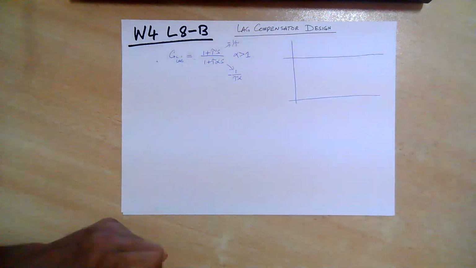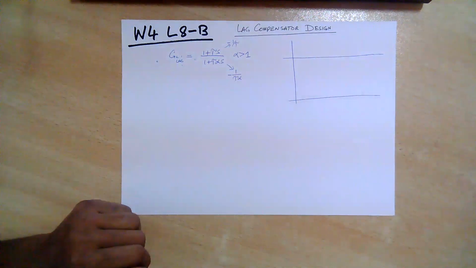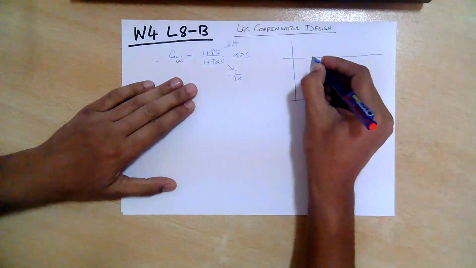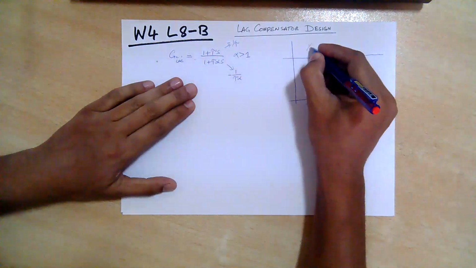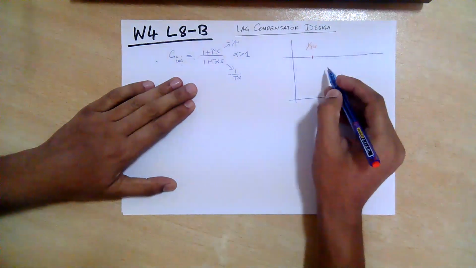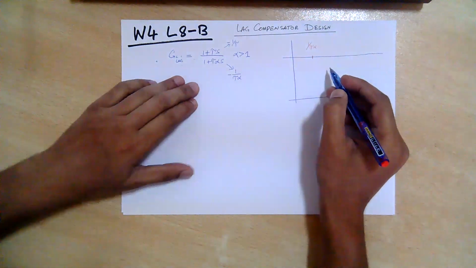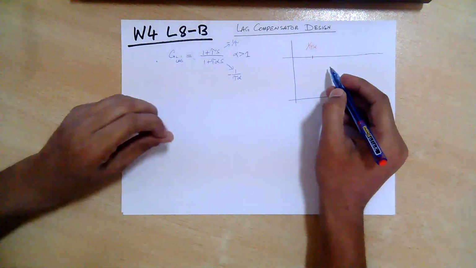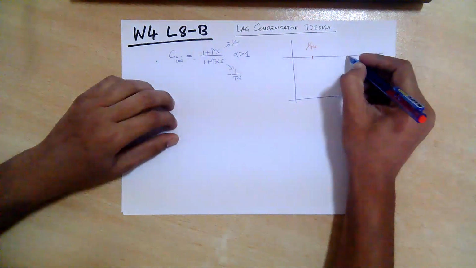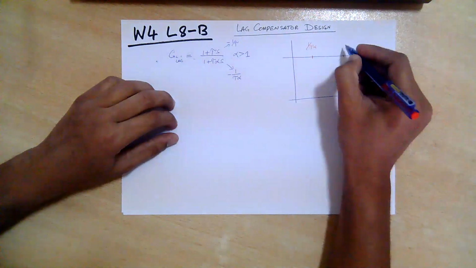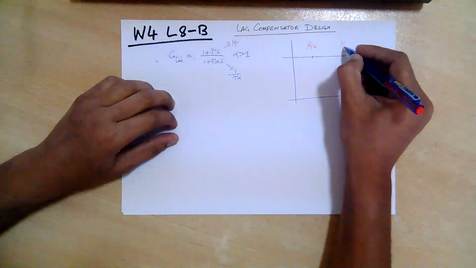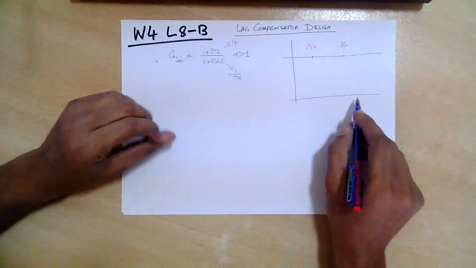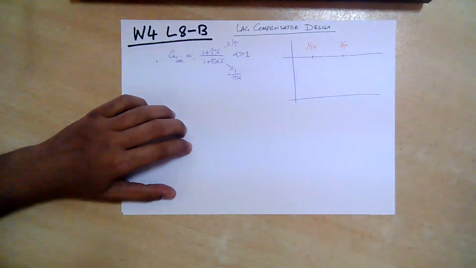The Bode plot for the lag compensator looks like this. Suppose this is 1 over tau alpha, which is the corner frequency of the pole, and this is the corner frequency of the zero. 1 over tau is the corner frequency of the zero. So the Bode plot will look like this.